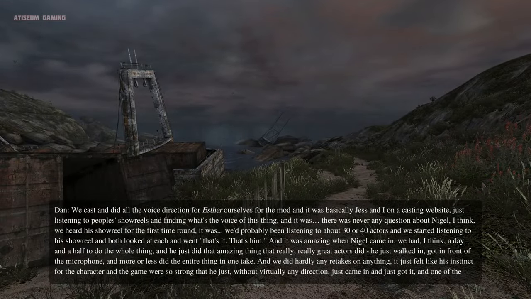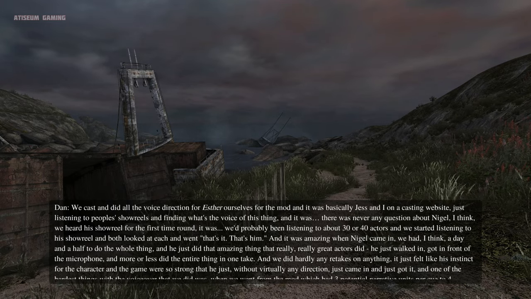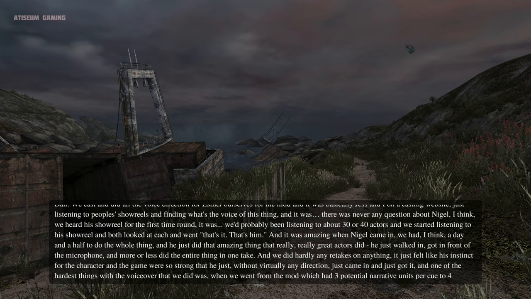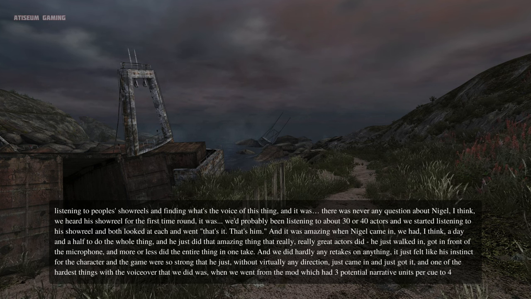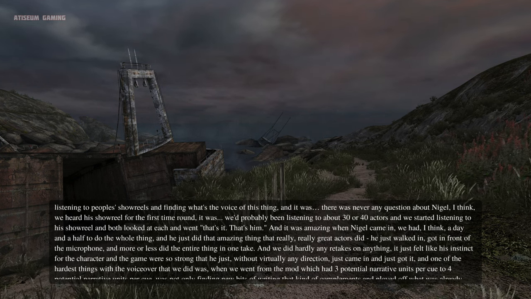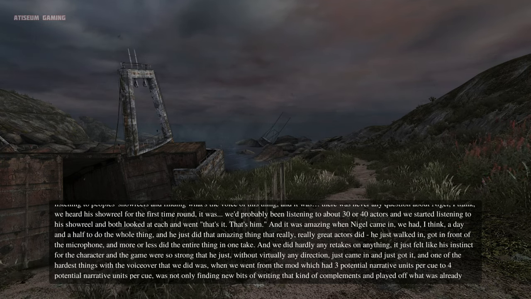We cast and did all the voice direction for Esther ourselves for the mod, and it was basically Jess and I on a casting website just listening to people's showreels and finding the voice of this thing. There was never any question about Nigel. I think we had listened to sort of 30 or 40 actors, and we started listening to his showreel and just both looked at each other and went, that's it, that's him.